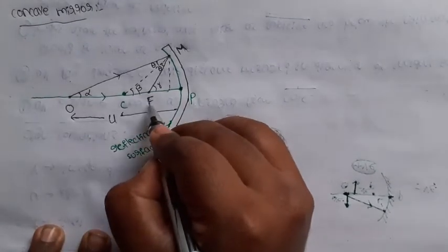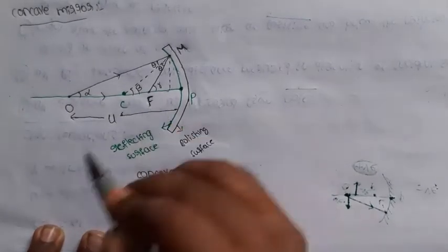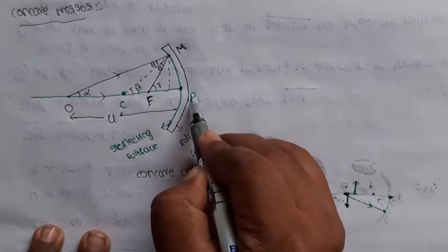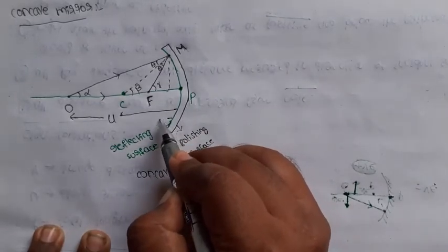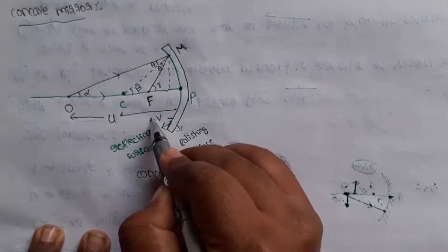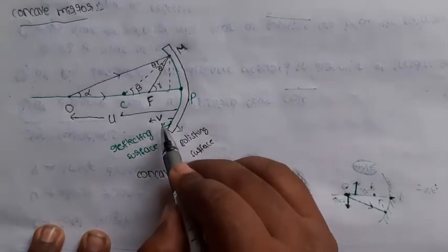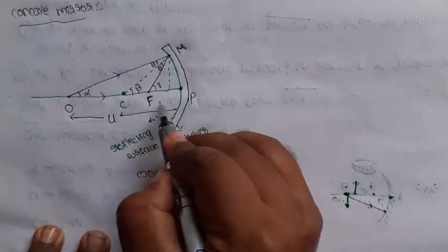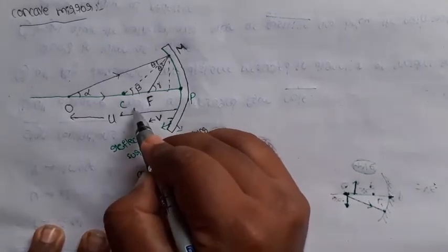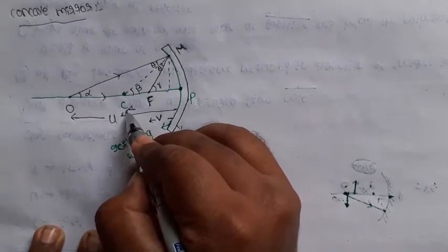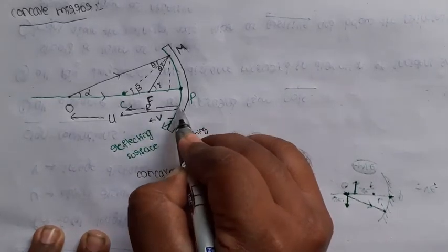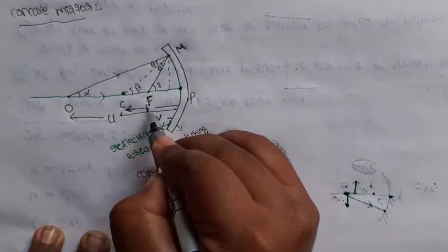Okay, so where is the image formed? At point F. So the distance from pole to F is called image distance. So P to F is image distance, denoted by the letter V. Next, the distance from pole to center of curvature is the radius of curvature, denoted by capital R.